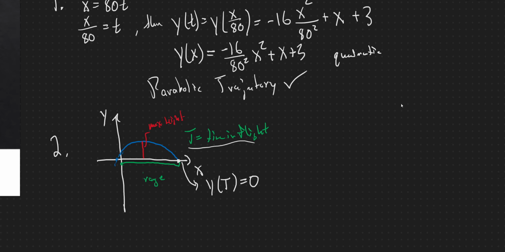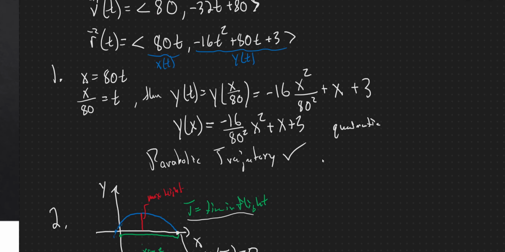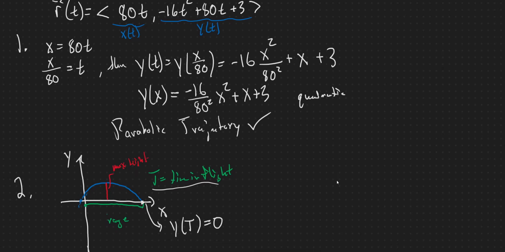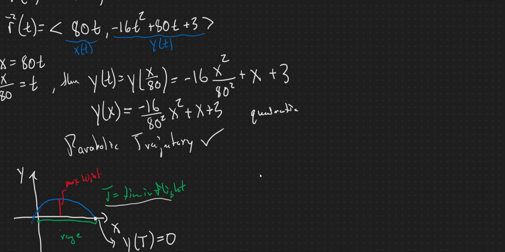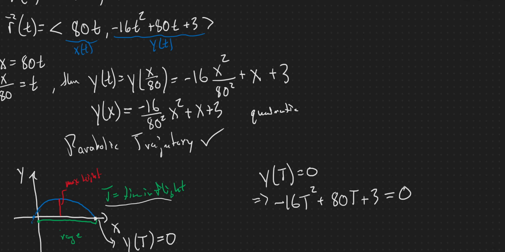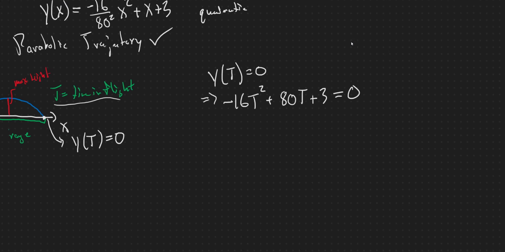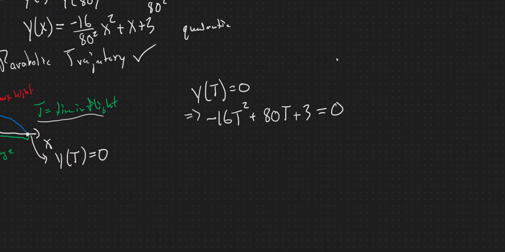We have y of t. Let's jump up. We had y of t. There it is. So let's go ahead and find when y of t is equal to 0. So I'll write this down here. y of T equal to 0 implies that minus 16 T squared, notice I'm using a big capital T here as a constant for time in flight, plus 80T plus 3 equal to 0. So now we have a quadratic equation to solve.